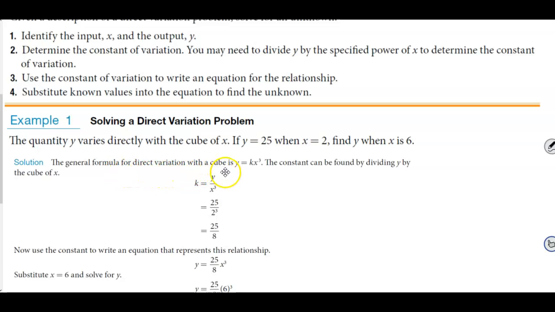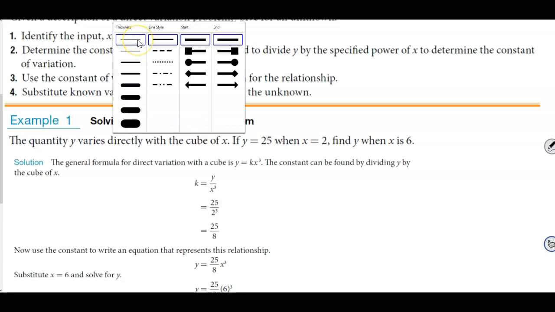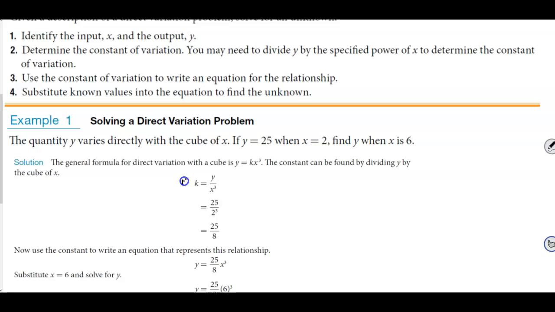Before we do that, we need to use the general formula for the direct variation with a cube. Defining what this first sentence says, y varies directly with the cube of x, and then we have that constant. We need to make sure that k is also part of the general formula. The constant can be found by dividing y by the cube of x.